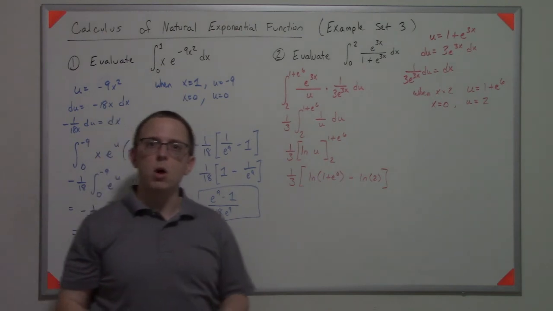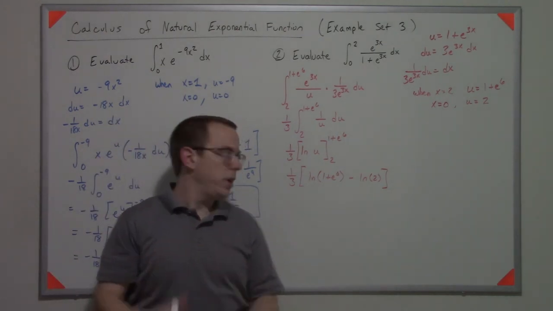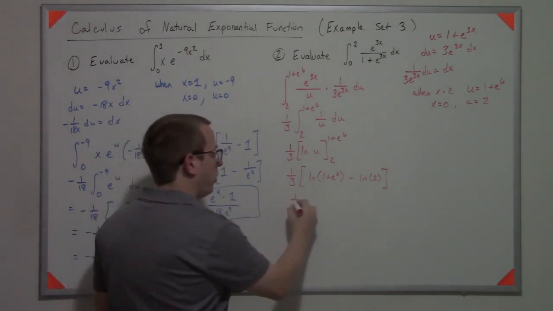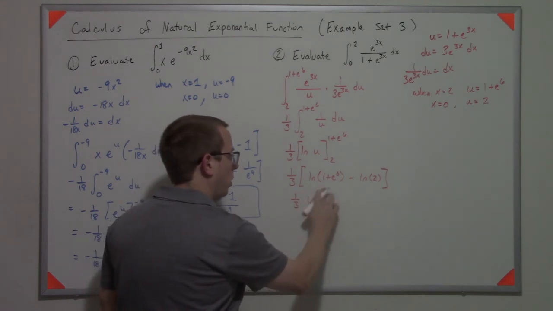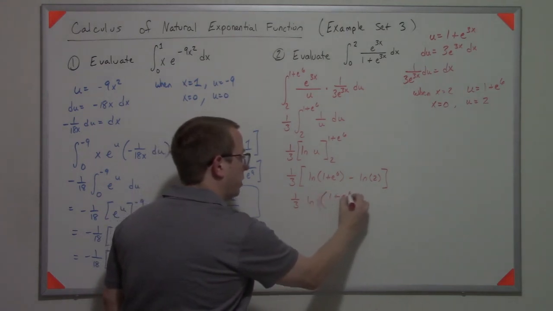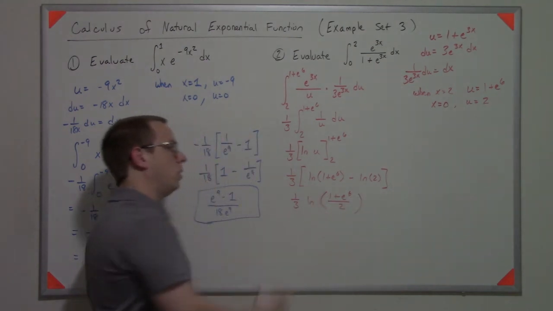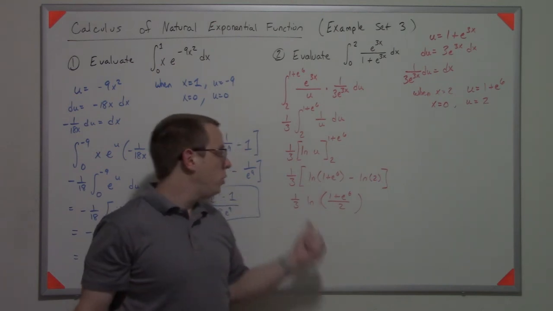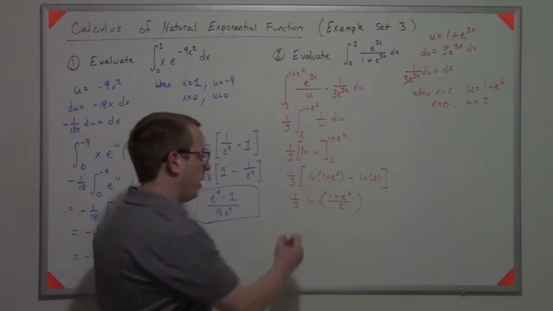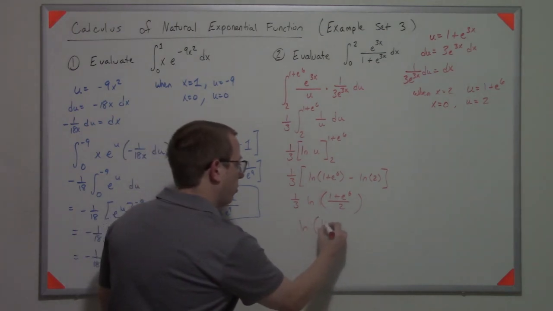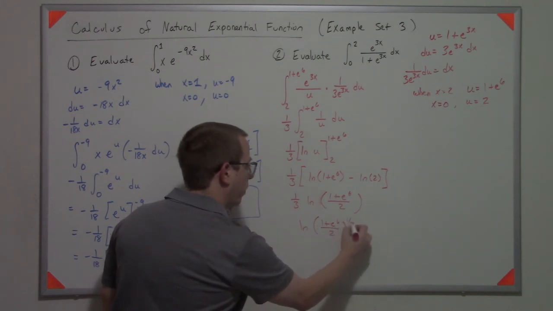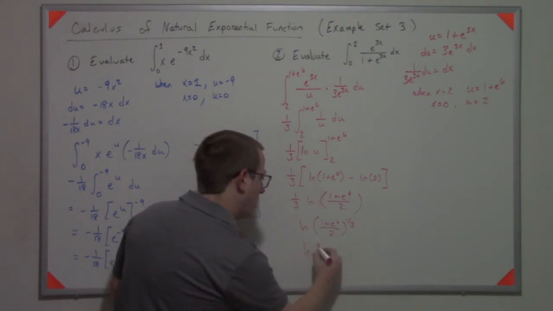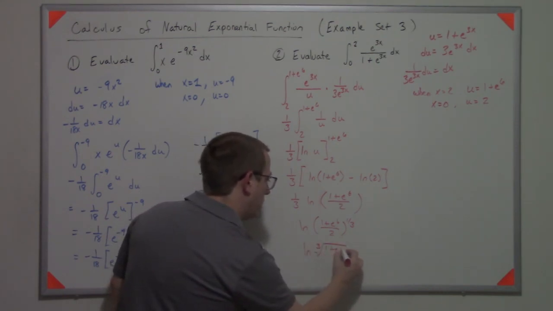But the cool thing about natural logs is we can exploit those properties. Remember, we have natural log of a minus natural log of b. We can combine that into a single expression. 1/3 natural log of 1 plus e to the 6th over 2. Which is fine. This is probably a decent enough answer. But if you wanted to go even further, you can apply another property. We can pull that 1/3 up. We can say natural log of 1 plus e to the 6th over 2 to the 1/3. And remember that the 1/3 power is a cube root. So we have the natural log of the cube root of 1 plus e to the 6th over 2.